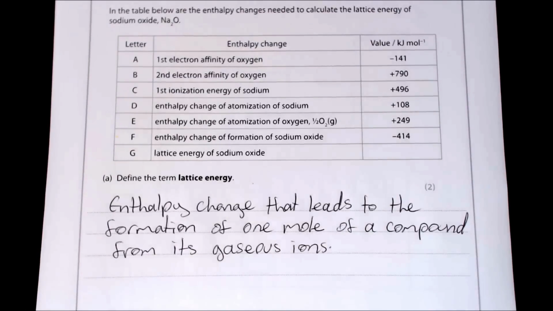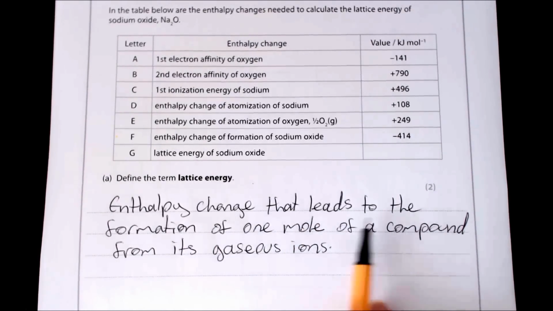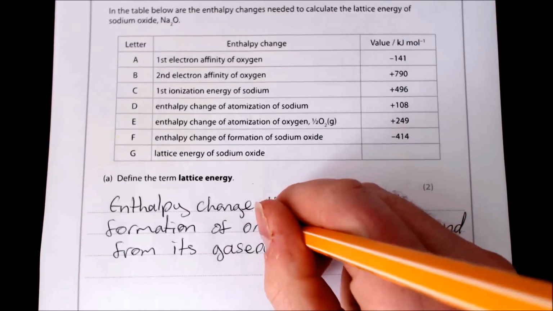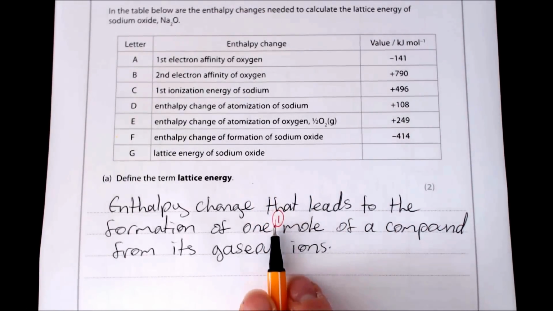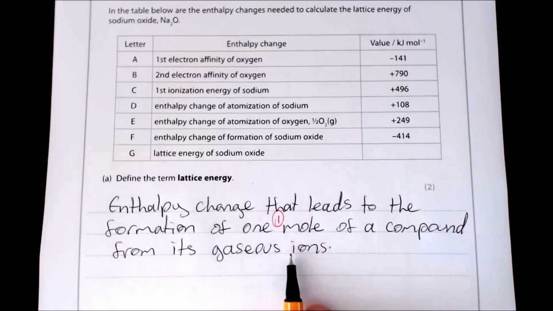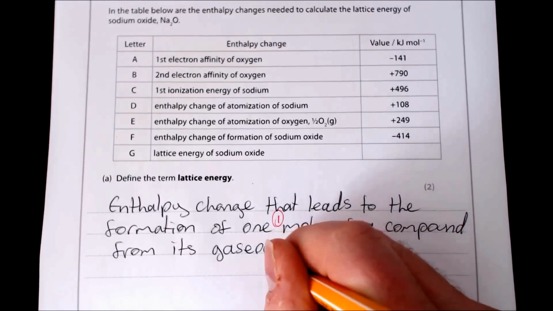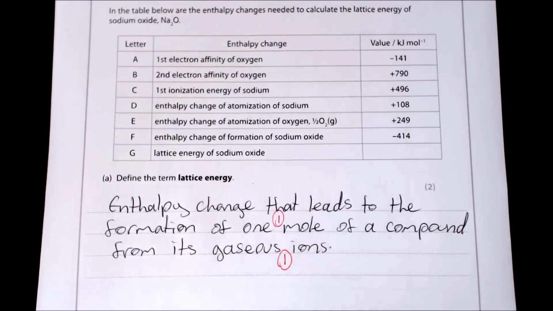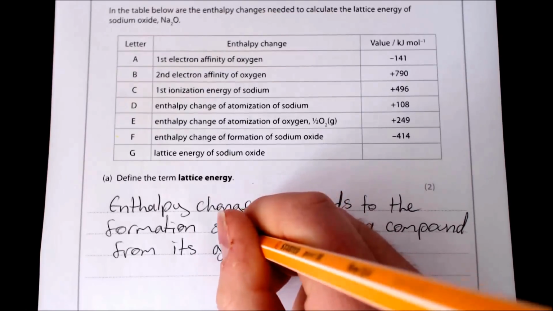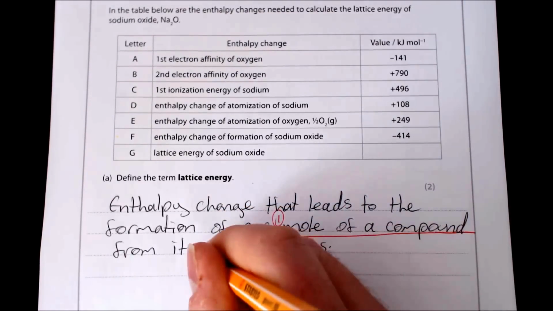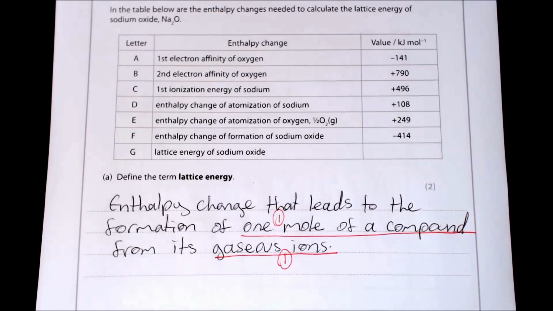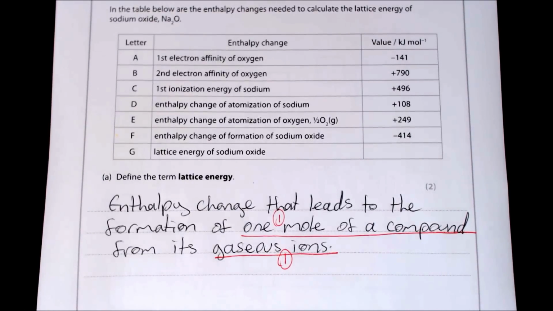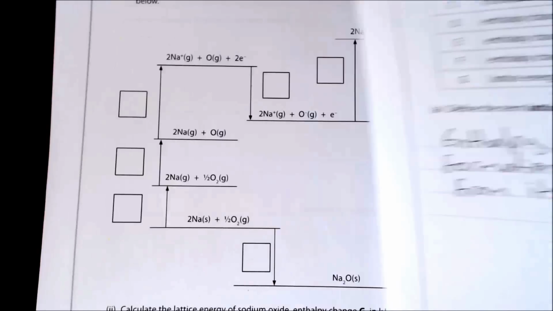Now the really important point here is that the 1 mole bit is really significant. So it leads to the formation of 1 mole of a compound, which keeps everything in standard ways, and then of a compound from its gaseous ions. So the ions must be in the gaseous state, in other words. So they're your 2 marks there, they're your marking points. So it must be 1 mole of a compound, and they must be its gaseous ions. They're your 2 main points really for this question. Okay, right. So on to the next part.